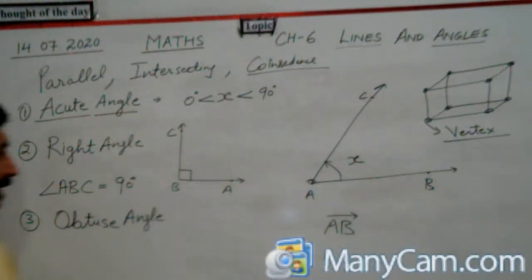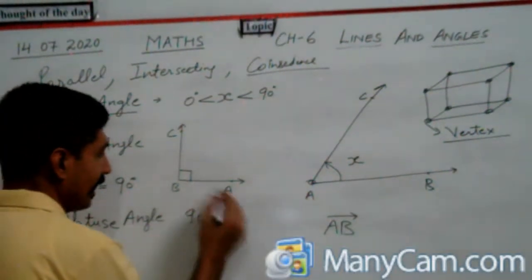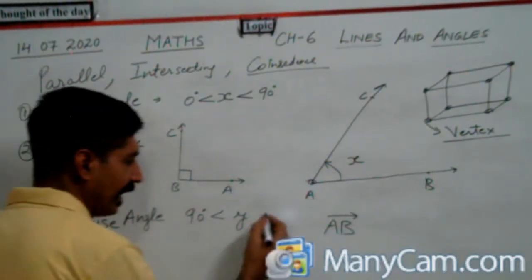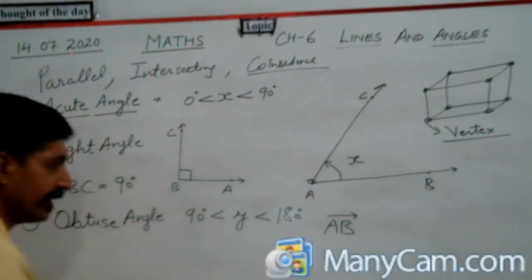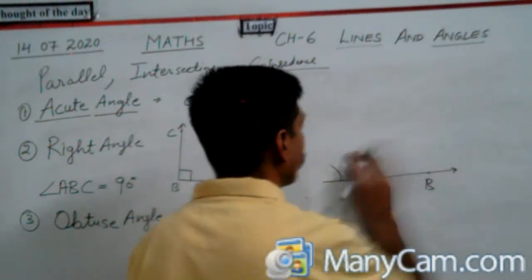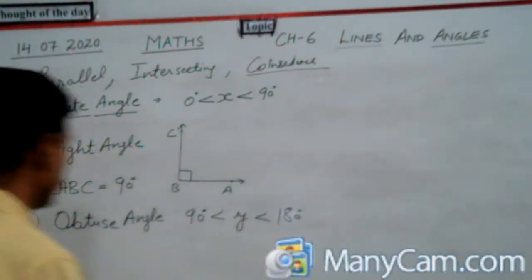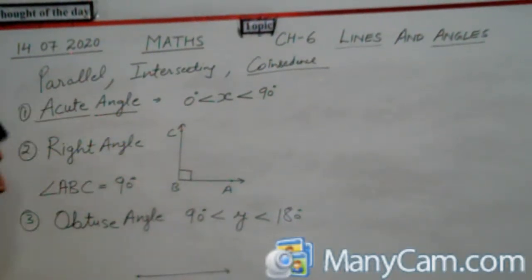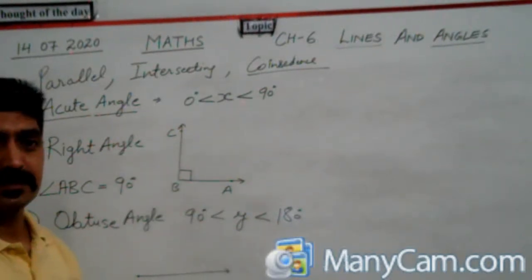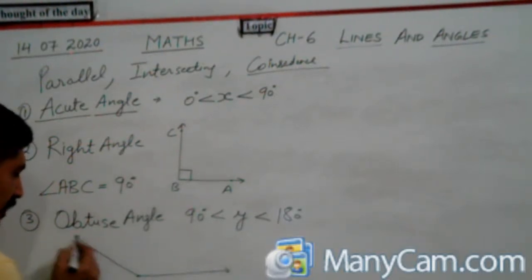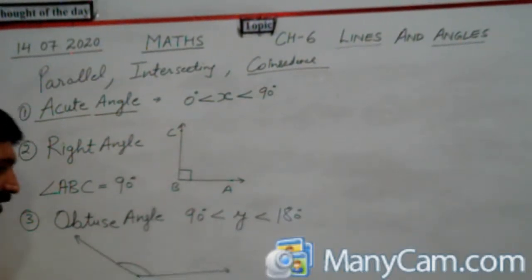Obtuse angle: the angle y which is greater than 90 degree and less than 180 degree, right? If any angle is greater than this one arm of the angle, right? In an angle we have two arms, this is one arm and another is this arm. So this angle, angle y, is the obtuse angle.